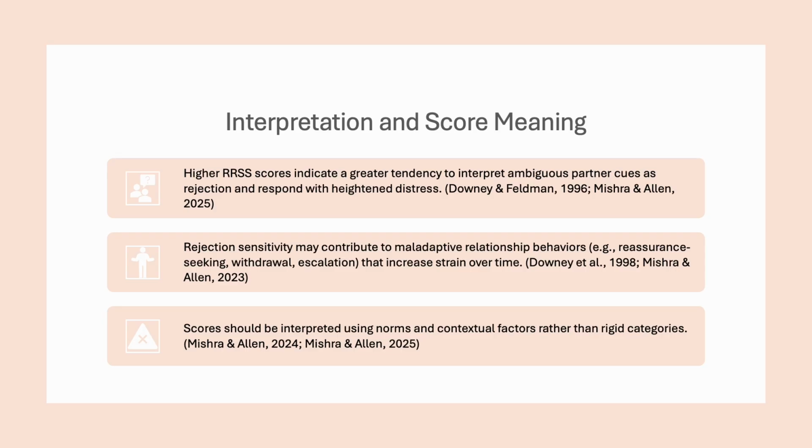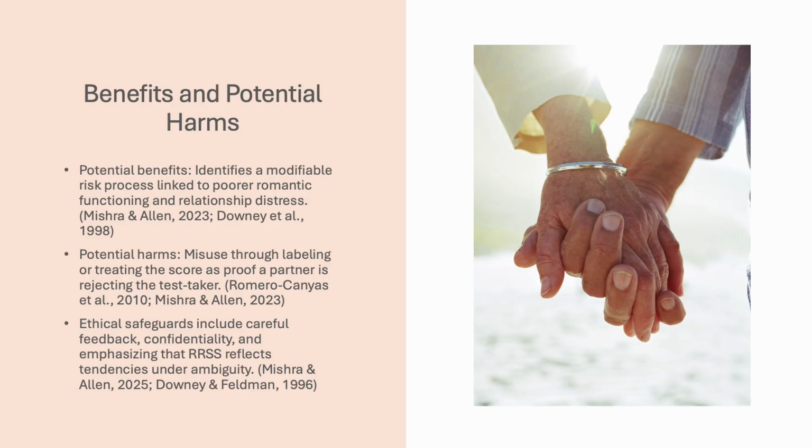Lower scores suggest a person is less likely to perceive rejection when cues are unclear and may remain more emotionally regulated in uncertain situations. Scores should be interpreted using norms and contextual factors rather than rigid categories. In practice, the RRSS should be used as one piece of information alongside interviews, relationship history, and the client's current circumstances. This test has potential benefits and potential harms.